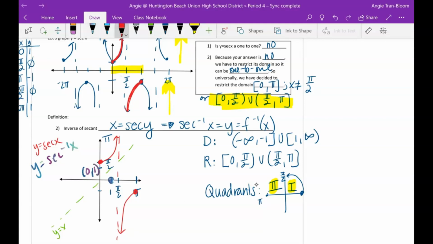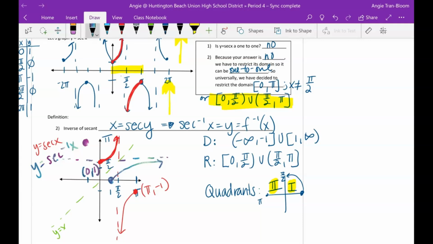Notice how this curve right here is hugging the y-axis. So its inverse needs to be hugging the x-axis. At the same time, I should mark my asymptote for the inverse. So I'm hugging the x-axis, creeping towards the asymptote. Now the other dot right here is pi comma negative 1. So I'm going to do negative 1 comma pi for its asymptote.